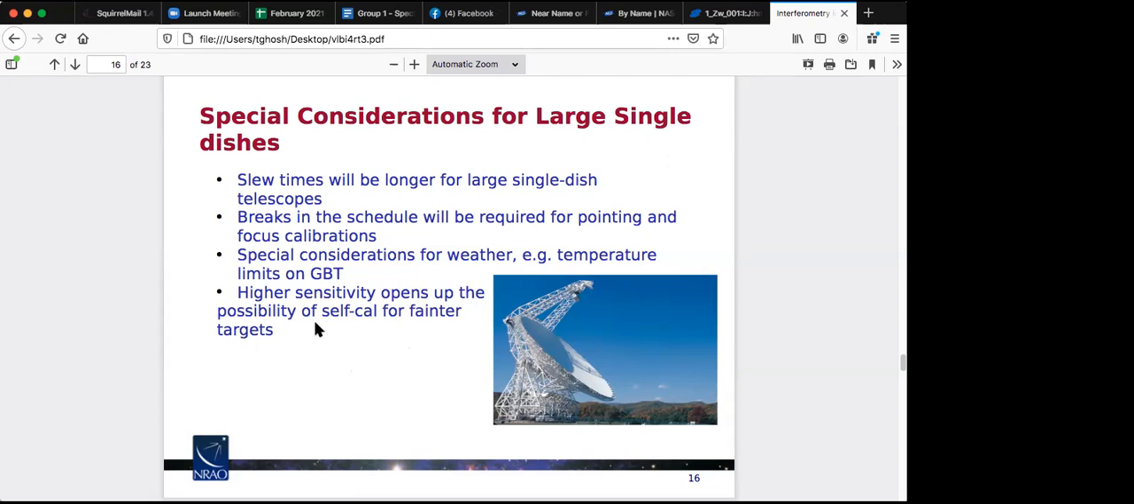So if you are going for a sensitive antenna, then you can go to a weaker source as your calibrator.